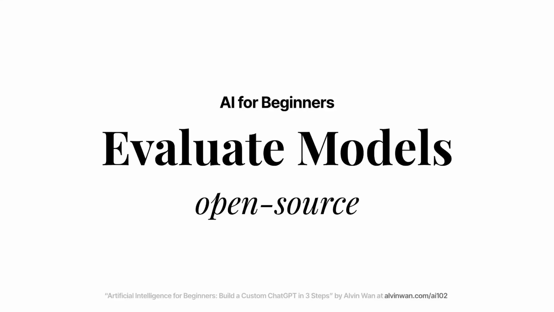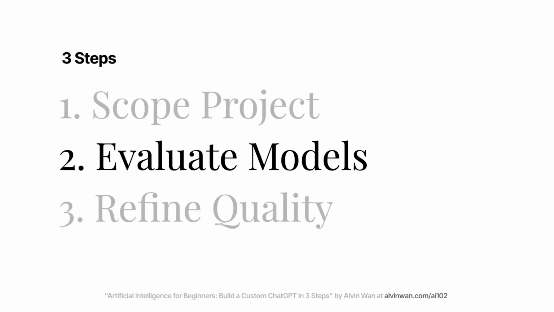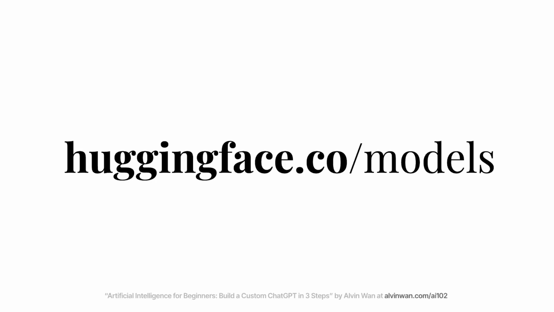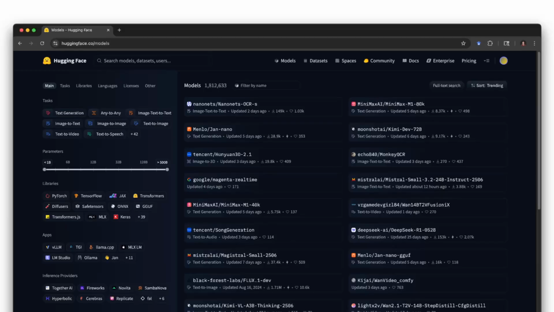Let's explore one more category of models, open source models. We're currently on the second of 3 steps, where we're evaluating models to determine which one to use. Luckily, there's a standardized hub for all open source models at huggingface.co. Visit this URL, and you'll see a ton of options. It's overwhelming. Here are a few heuristics, though, to navigate this large repository of models.